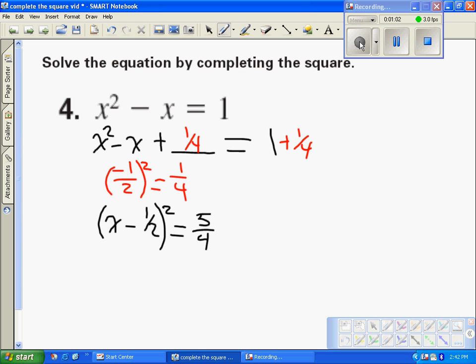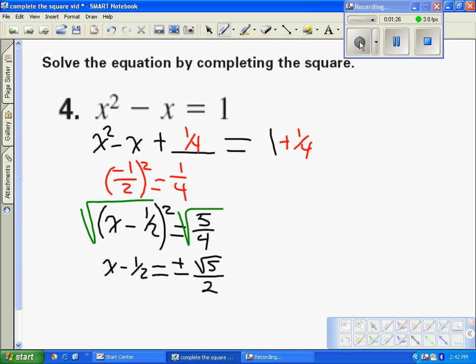We're now at a point where we can take the square root of both sides, and again, make sure that when you take the square root of both sides, we include plus or minus. So x minus 1/2 equals plus or minus the square root of 5 over the square root of 4, which is 2.